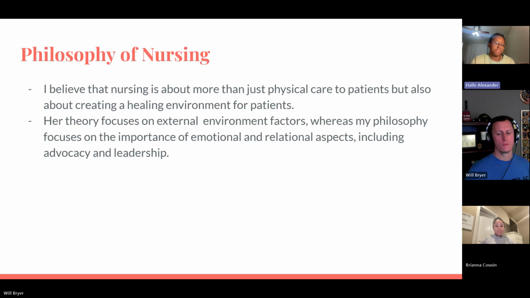My personal philosophy of nursing is that nursing is about more than just physical care to patients, but also about creating a healing environment for patients, an environment that offers them empathy and compassion. Her theory focuses on external environmental factors, whereas my theory focuses on the importance of emotional and relational aspects, including advocacy and leadership.